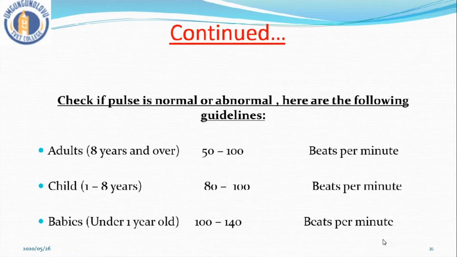So how do we determine how many beats there should be? If you check whether the pulse is normal or abnormal, here are the following guidelines. In an adult that is 8 years and over, your beats should be 50 to 100 beats per minute. In a child that is 1 to 8 years old, it should be 80 to 100 beats per minute. In babies or infants under 1 year old, it should be 100 to 140 beats per minute.